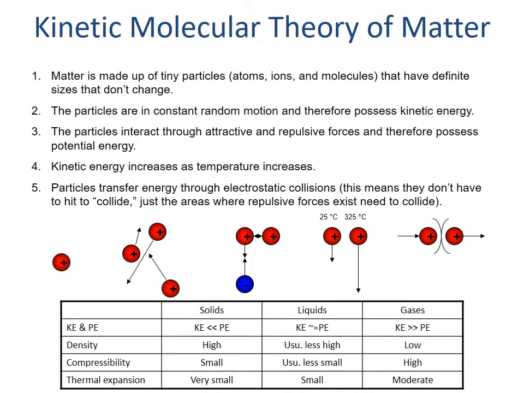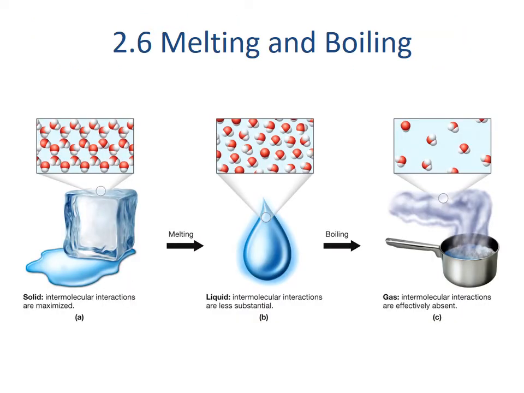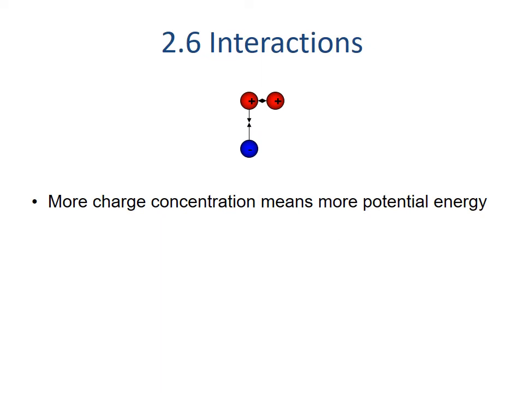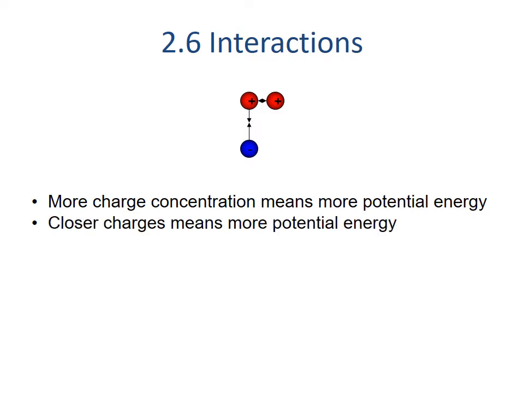So again, intermolecular forces are the potential energy that helps us to determine which state matter will occur in based on the kinetic molecular theory of matter. Solids will have strong intermolecular forces, gases will have weak intermolecular forces, and liquids will have intermolecular forces somewhere in between. To frame this once more in terms of kinetic molecular theory, we know that more charge means more potential energy, and closer charge means more potential energy.